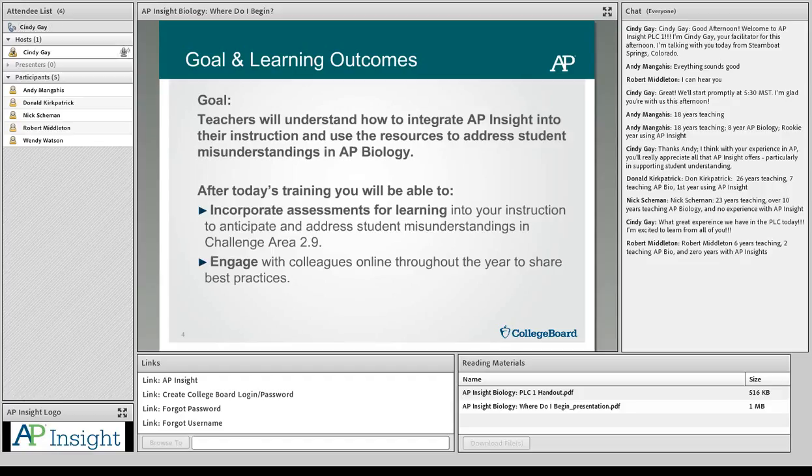The energy and communication was really the area where students were challenged the most. And so all of the PLCs that we'll be doing this year will focus on challenge areas 2.3, 2.5, and 2.9. And so tonight we're really going to focus on 2.9.